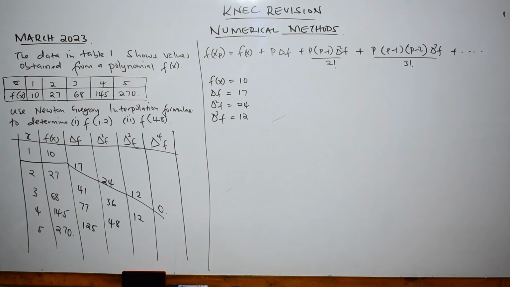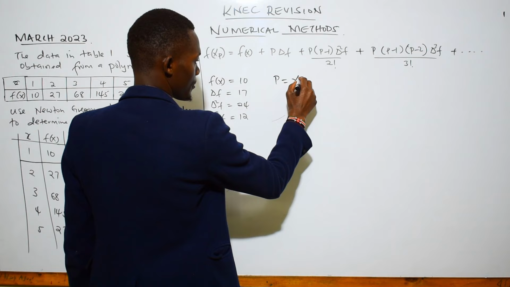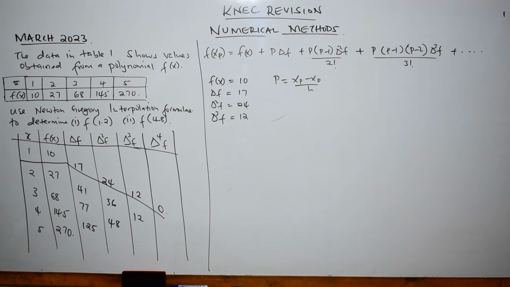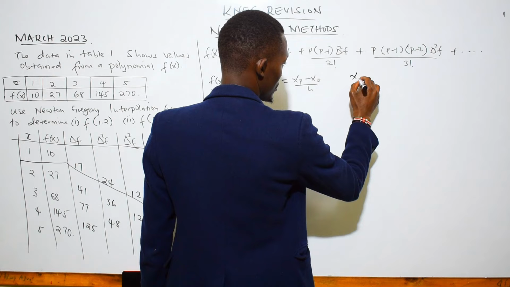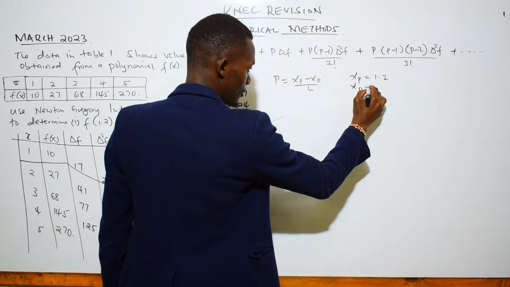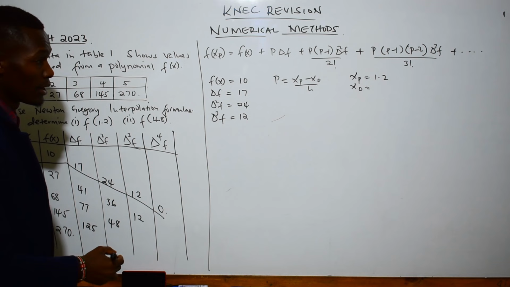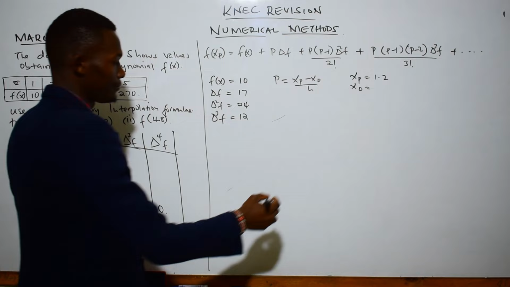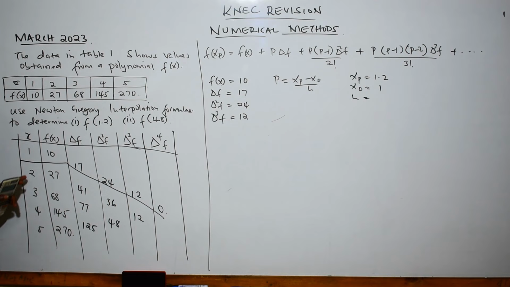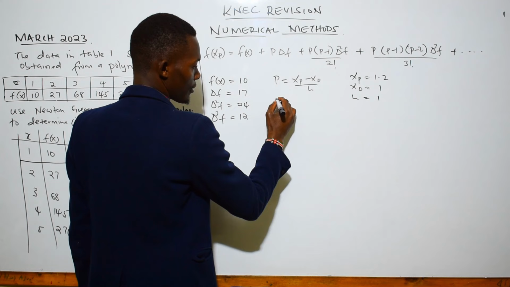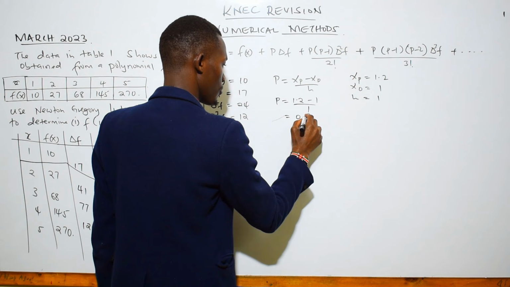Now we get our values of p. So how do you get p? You get p by (xp minus x0) over h. So xp is the value that you need to find, x0 is the value preceding the value that you need, and h is the difference of the interval of x. Our xp in this case is 1.2. Our x0 is the value above, which is 1. Our h is just the difference of any of these values, so 2 minus 1, which gives you 1. Therefore, your p will be 1.2 minus 1 over 1, which gives you 0.2. So that is your p.